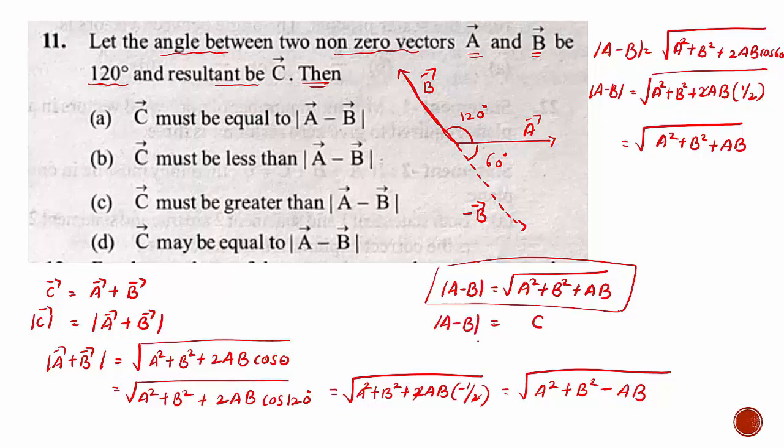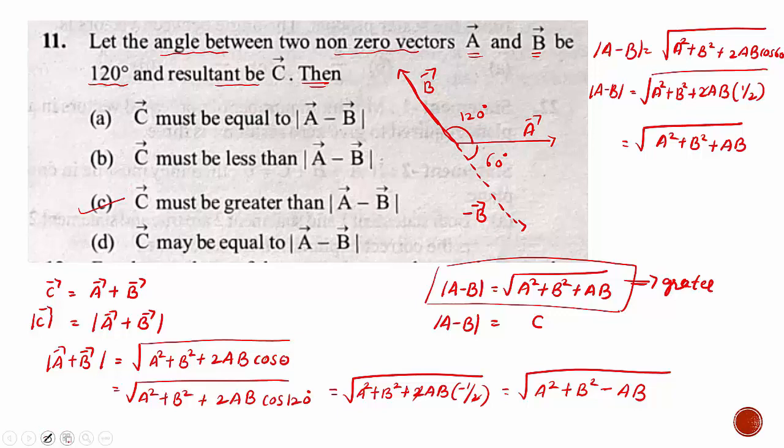C must be equal to A minus B. Is it equal to A minus B? No, because this is the sum of A square plus B square plus AB. So this value is greater than A minus B. It is not less than A minus B. It is not equal to A minus B. But this value is greater. If it is greater than A minus B, option C is the right answer.